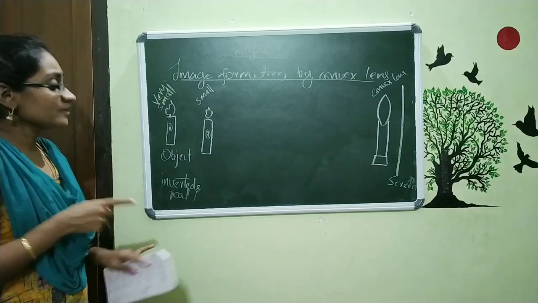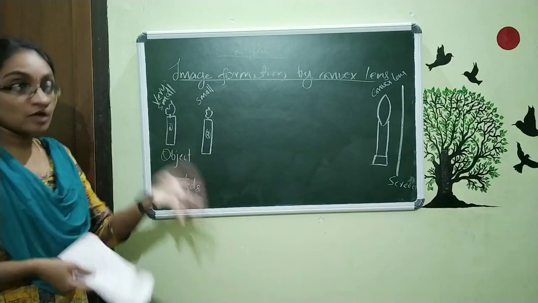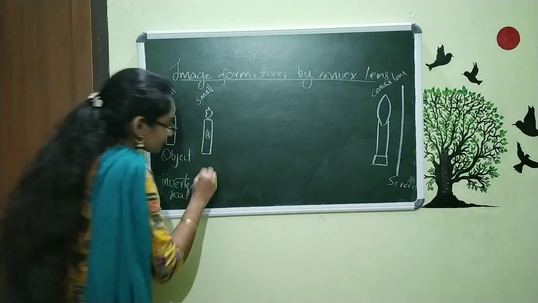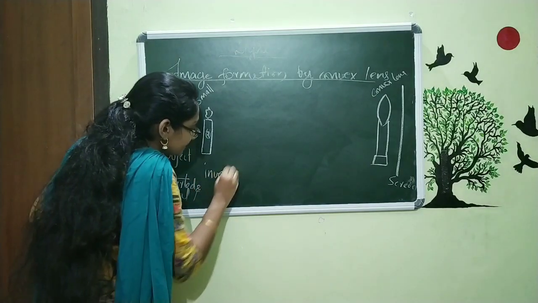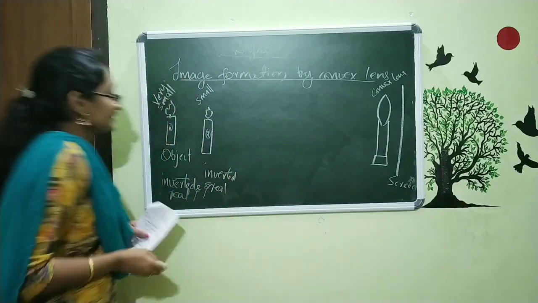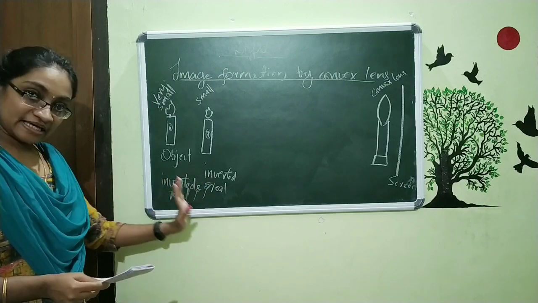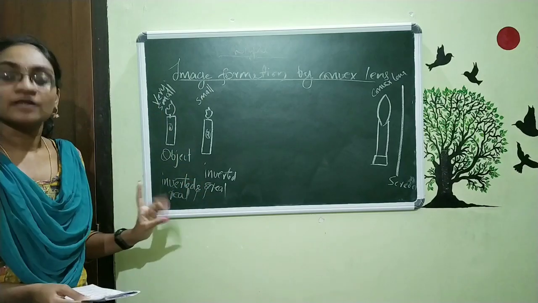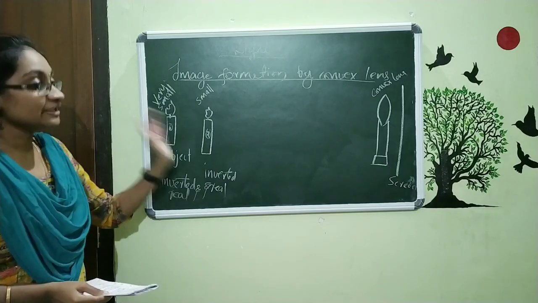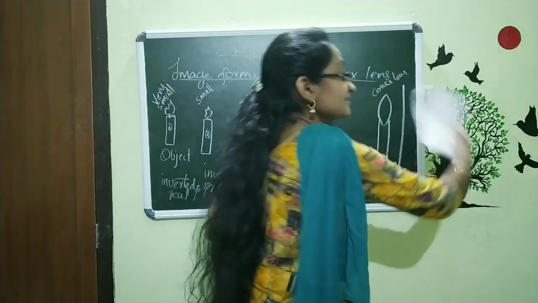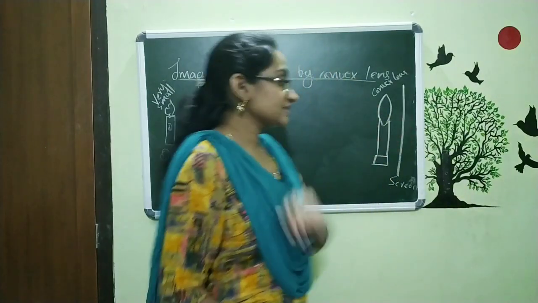And again we are checking, is it inverted or erect? Here also you will get inverted and real. That means this case is the same as this and this. The only difference is with the size of the image. You will get the image on the screen and that is there on the right side of our lens. This is the second case.